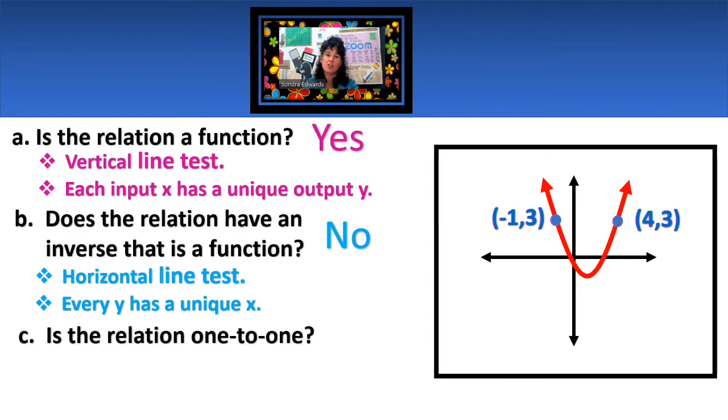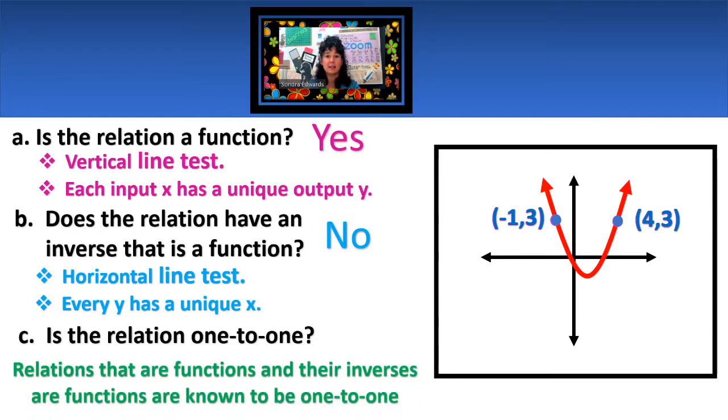A follow-up question is often, is the relation 1-to-1? To be 1-to-1, it simply means that the answers to part A and B are both yes. Our original relation would need to pass the vertical and horizontal line test. So in this case, that's no.